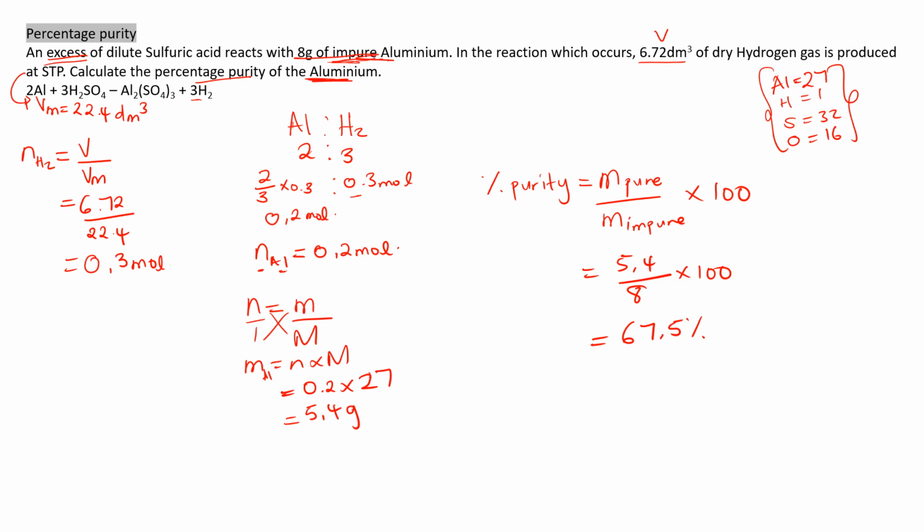So the percentage purity of the aluminium is 67.5%. That means that of the 8 grams, 67.5% of it is the pure aluminium, and the rest, 32.5%, will be the impure part. It could be dirt, it could be anything else that has contaminated the aluminium. But we know that of the 8 grams, 67.5%, which constitutes 5.4 grams, is your aluminium.